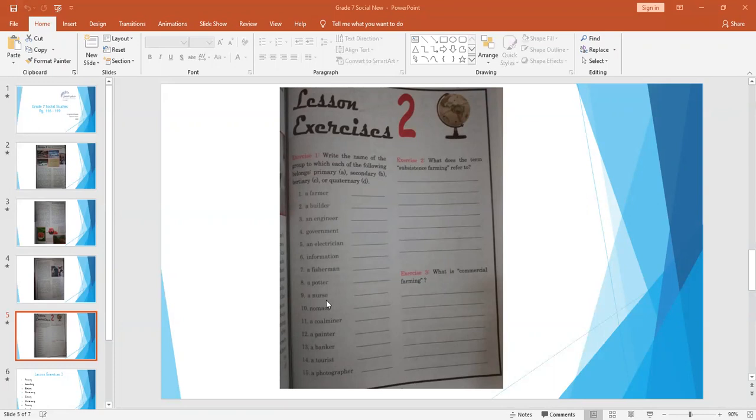So these are questions 1 to 15, which we have to say if it's primary, secondary, tertiary, or quaternary. In exercise 2, or question 2, it asks, what does the term subsistence farming refer to? And number 3, what is commercial farming? Now, I'd like us to have a look over here.